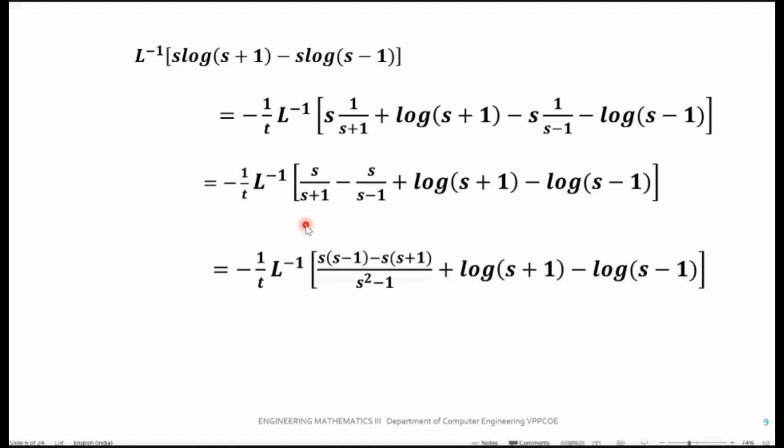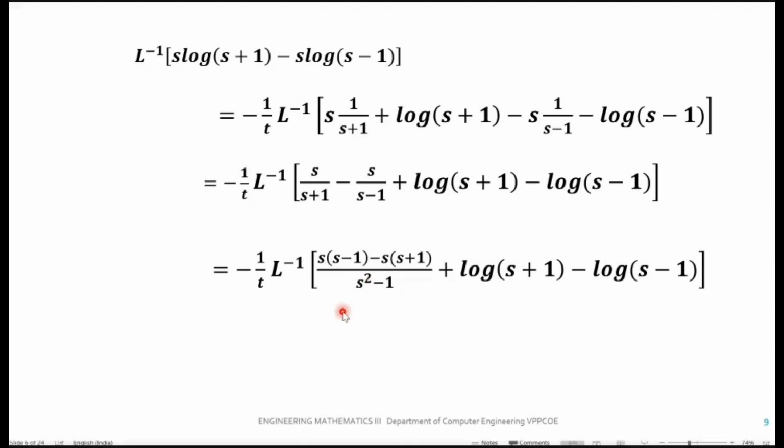So what will come? I will get s into s minus 1 minus s into s plus 1 upon s plus 1 into s minus 1, which is s square minus 1. Okay, I'm just cross multiplying and simplifying. Why are we doing this step? Because the L inverse of s upon s plus 1 we don't know. We don't have any standard formula for calculating it. We could also do 1 plus 1 minus 1, but just to avoid that, I've combined these two and got s into s minus 1.